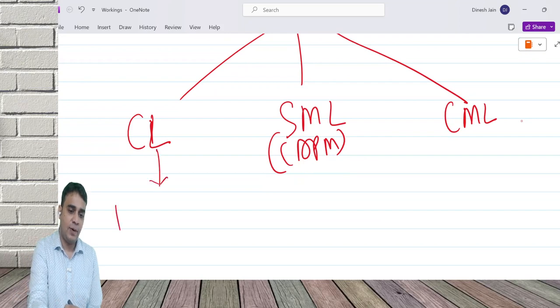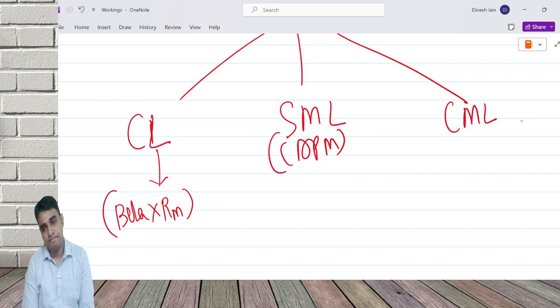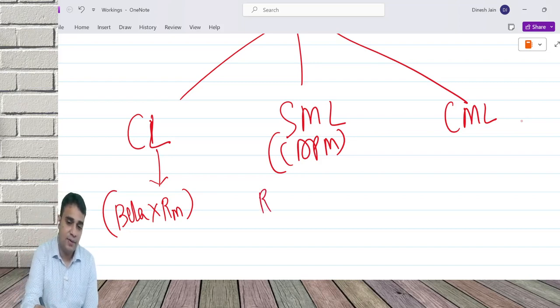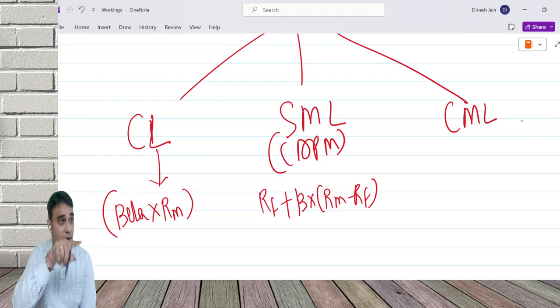Characteristic line says required return is beta into RM. That's all. SML, I need not even discuss. You know, RF plus beta into RM minus RF. This is the formula for required return. This is not the characteristic line. Characteristic line is alpha plus beta into RM. Why is alpha added? Because it can generate more or it can generate less.